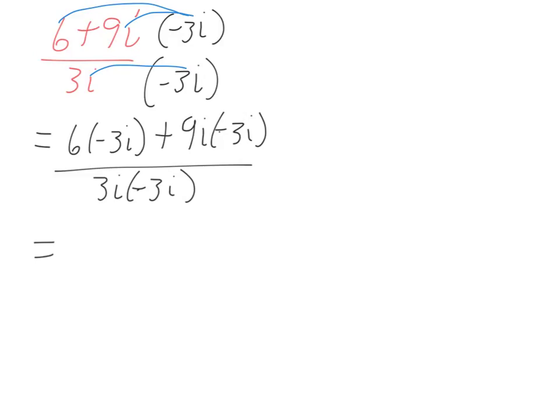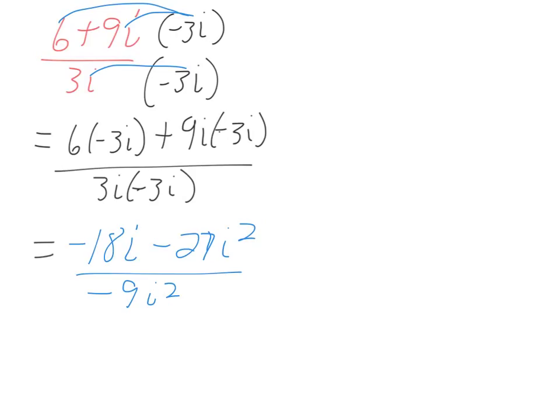So from the second step, 6 times negative 3i is negative 18i. And then over here we have 9i times negative 3i, which would be negative 27i squared. And on the bottom we'd have negative 3 times 3, because that's multiplication, so that's a negative 3, not a minus there. We've got a multiplication. That's why the parentheses are there. So you have negative 9i squared.